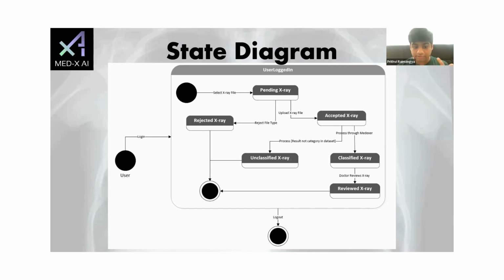been accepted or rejected. Once the image has been accepted, it is processed through MedXR and then classified and reviewed by the doctor. And last would be a result. If the X-ray is rejected, if the file type is wrong, or we cannot find any of the abnormalities, it will show no finding. This is the state diagram of our web app.